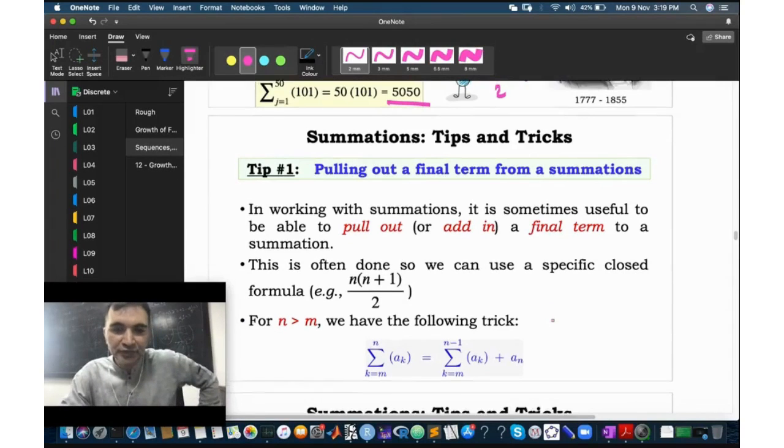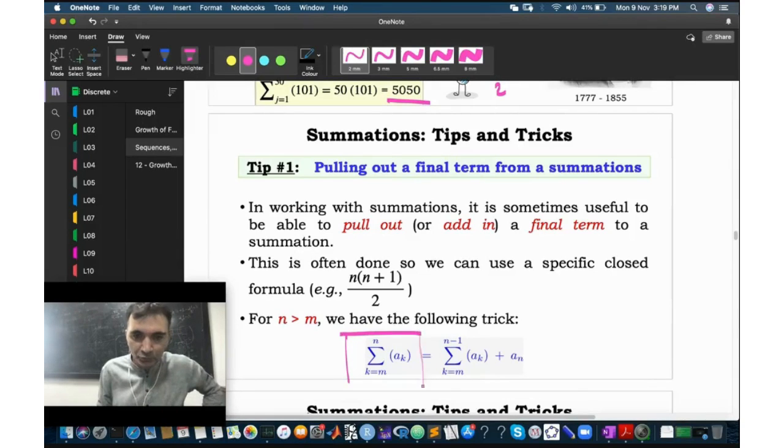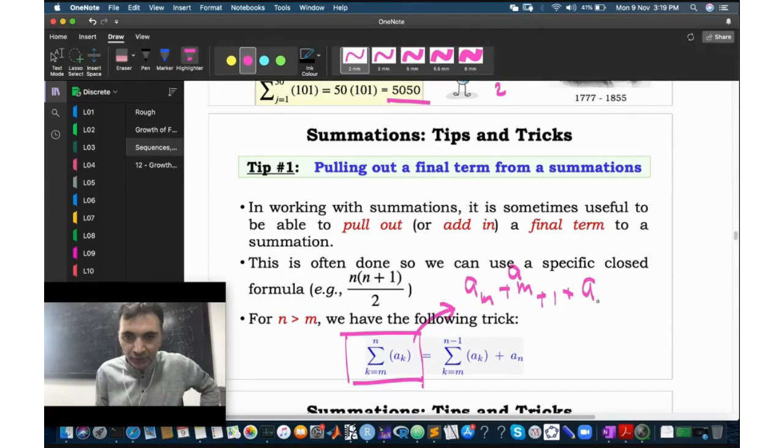Tips and tricks. The first tip is that you can pull out a final term from the summation. So, for example, if you have to sum up numbers, I think you all know what this means. It means the sum of a_m plus a_m+1 plus a_m+2 up to a_n. So these are the sum of elements of the sequence starting from the mth element and ending at the nth element.